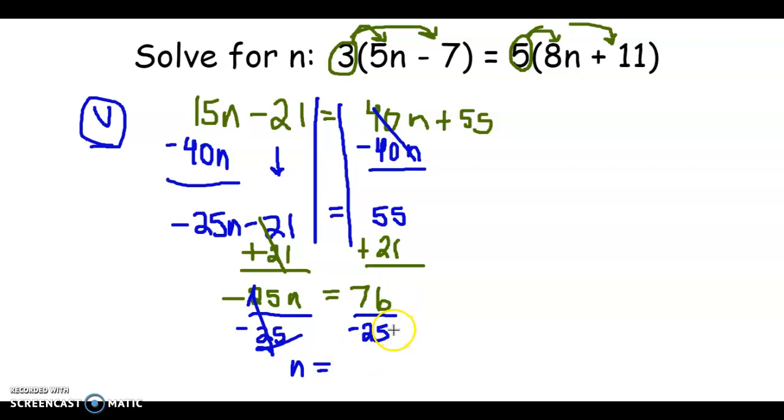Uh-oh, positive divided by negative is a negative, but 25 does not go into 76 evenly. What we do know is it goes into 75, right? 3 quarters is 75 cents. So I know that the answer is 3. And then how many are left over? Well, hopefully you're telling me 1 over 25. So guess what my answer is? N equals negative 3 and 1/25.